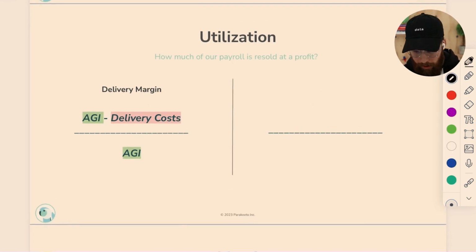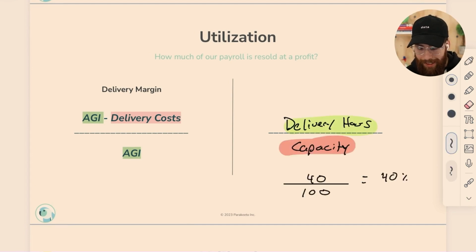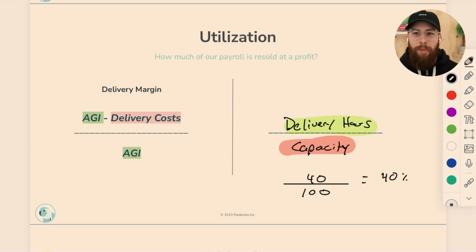The formula is quite simple. It is defined as delivery hours over capacity. Now let's talk about the specific definitions of each of these things. First of all, delivery hours. What is a delivery hour? And why don't I just call it a billable hour? The reason I don't call it a billable hour is because the word billable could become problematic in the sense that it infers that it matters whether or not a client was billed for the time.